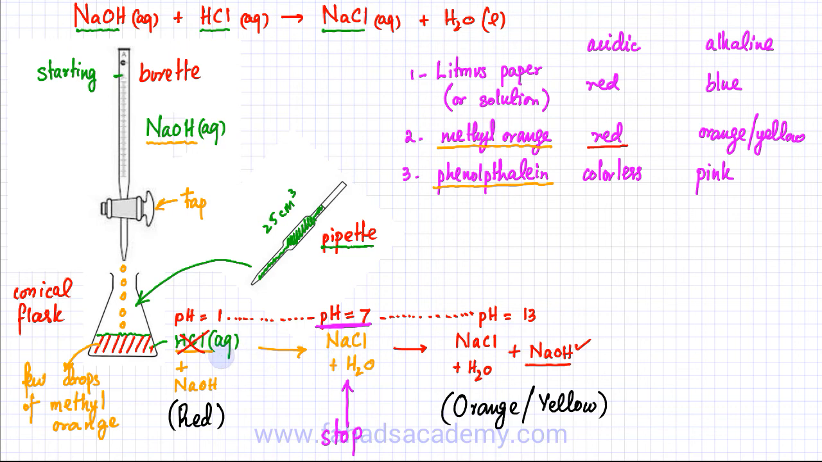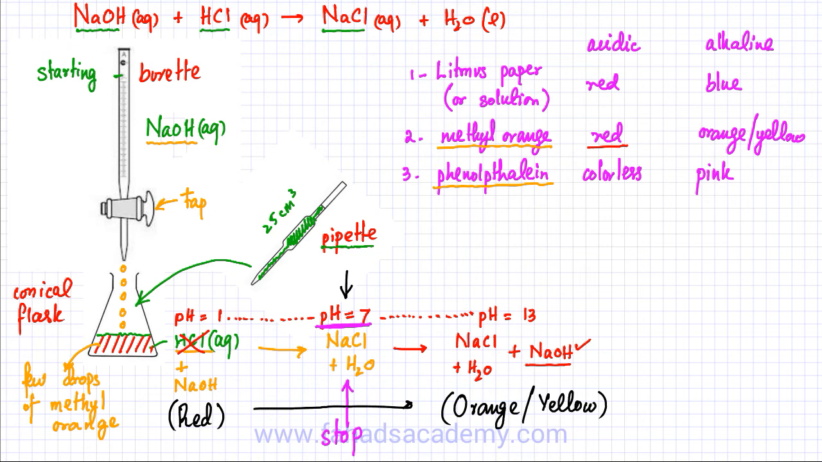My tap is on, and as soon as my color switches from red to orange yellow, that would indicate that I've added too much NaOH, and that is the point where I need to exactly stop, or turn off my tap. If I turn my tap off exactly at the right time when the color is changing, then I would stop at exactly this point, where pH is equal to 7 and the solution only contains NaCl and H2O. So that's what titration is.